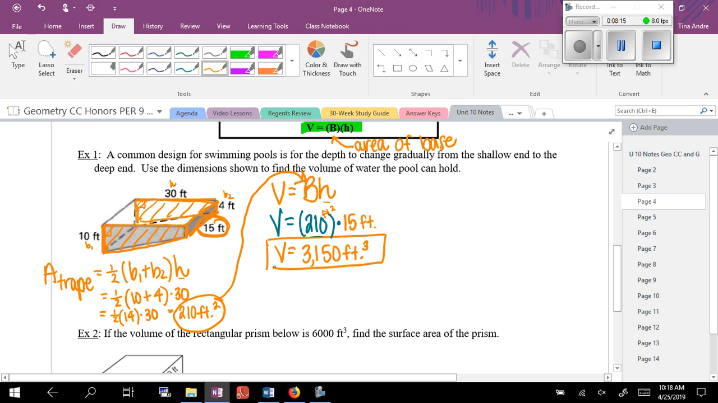I just want to make sure too that we've answered the question. So a common design, it talks about the pool. Use the dimensions shown to find the volume of water the pool can hold. So there's your total volume, assuming that we're going to fill it all the way to the top, which you do need to make that assumption here since it doesn't state otherwise. So we're just finding the total volume. So that's it for that one.